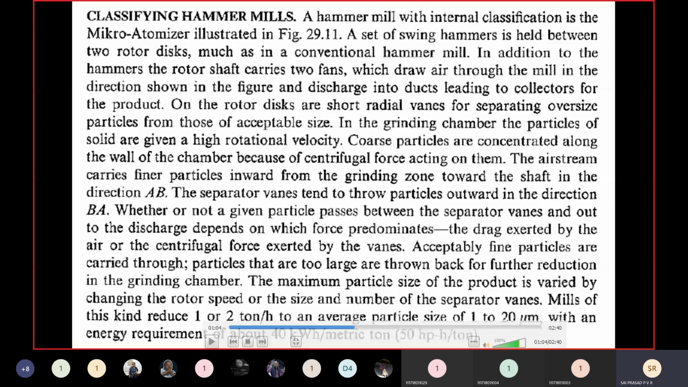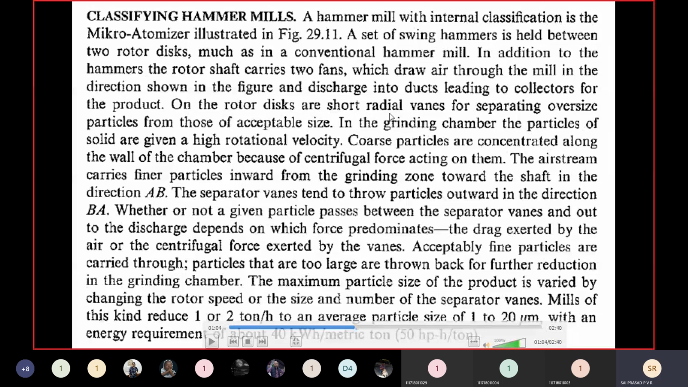And once the crushing takes place, the air takes away the small particles through the gap between the casing and the separator vane to the product output. In addition to the hammers, the rotor shaft carries two fans, which draw air through the mill in the direction shown in the figure and discharge into the ducts leading to the collectors for the product. Again, because the solid particles have to be separated from the air, we can keep a cyclone separator or a dust or bag filter. All the air will be trapped, and then the solids will be collected.